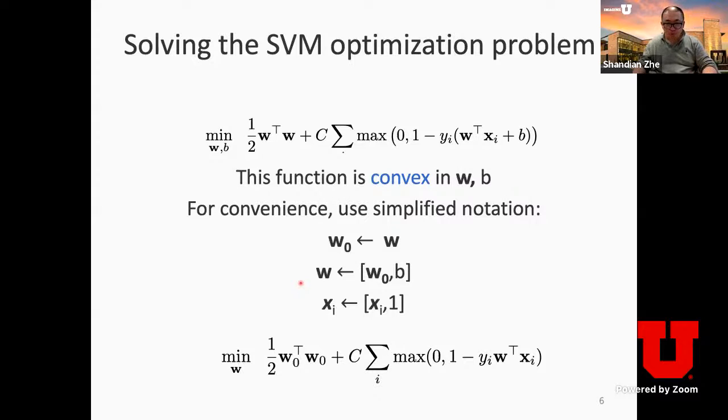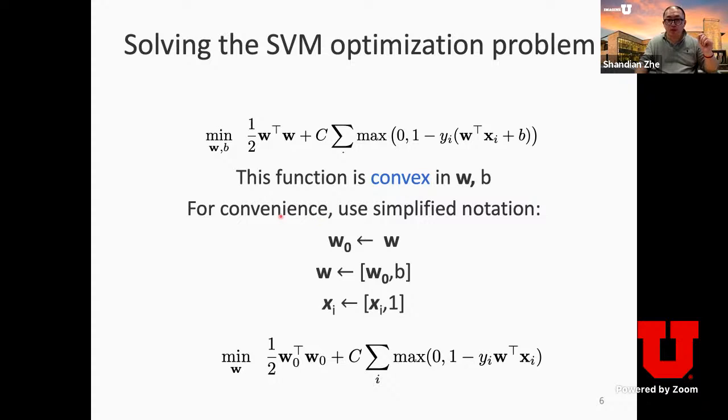So first, this function is convex. It's convex in both W and B. I'm going to ignore the proof, and I will leave that as an exercise for you. You should be able to use the definition or the properties of convex functions to show that this objective function is convex.